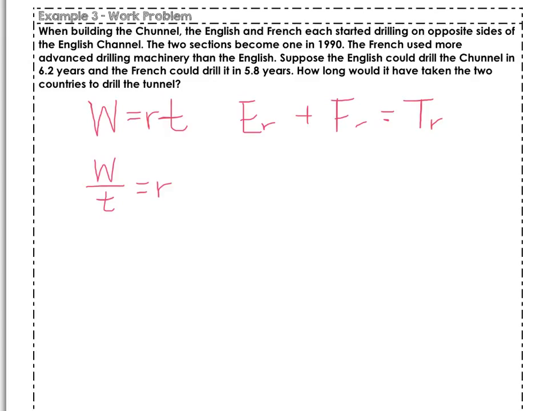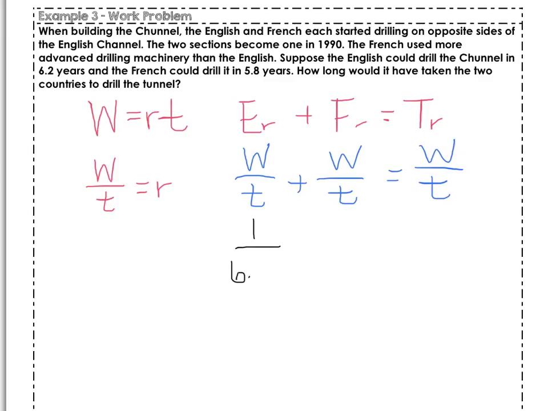That's why we're going to do the work of the English over the time of the English plus the work of the French over the time of the French, and this will equal the work together over the time together. Now these values will be different. The amount of work: in this scenario, they are building one tunnel together. The English, according to the question, take 6.2 years. The French are building one tunnel, and it takes them 5.8 years. And together, they're going to build one tunnel, but we don't know how long it's going to take them.